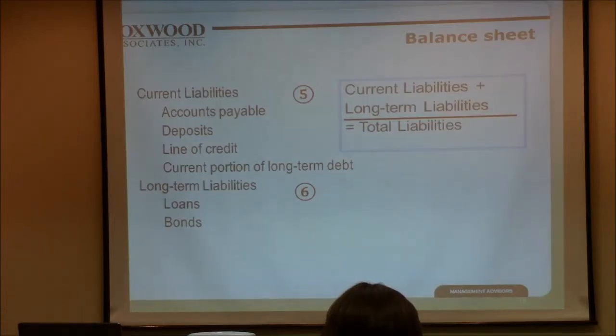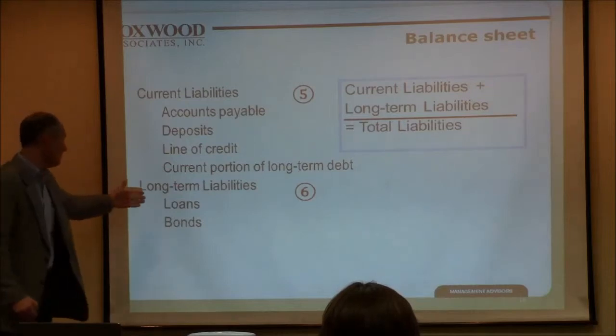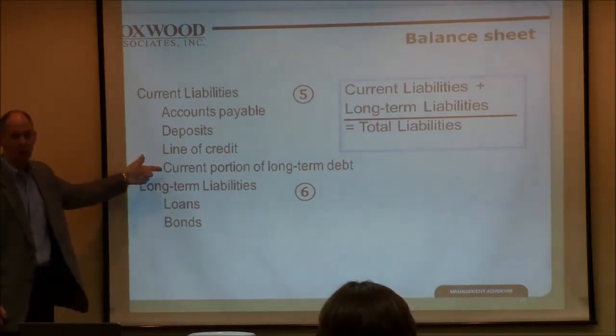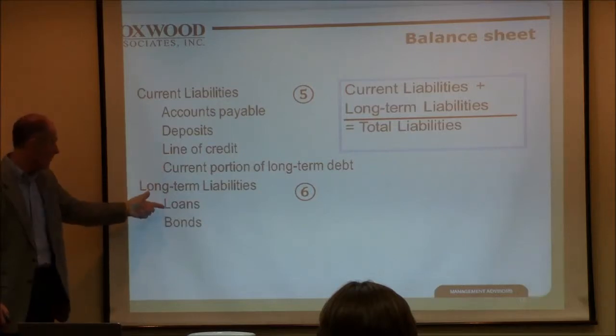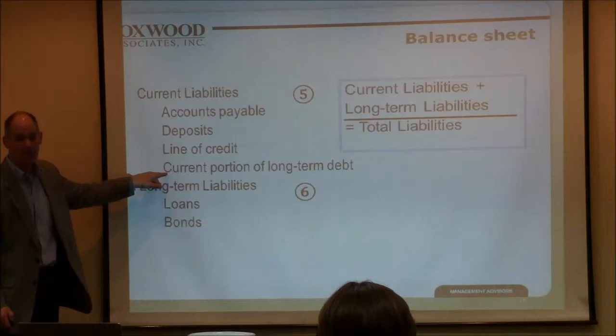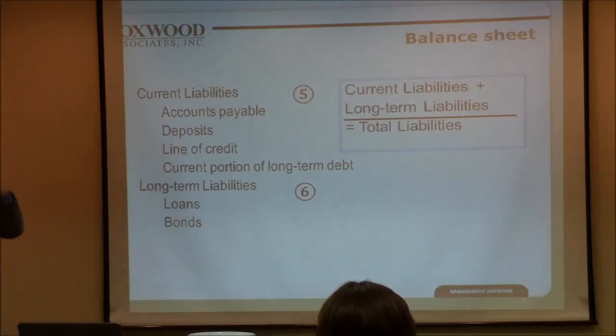Got it. And then long-term liabilities: loans, bonds, which are forms of loans. Sometimes you'll see current portion of long-term debt. What it means is it's the portion of these loans that has to be paid in the next 12 months. Sometimes you'll see that, so don't let that throw you off. Okay? Can I make a quick comment?